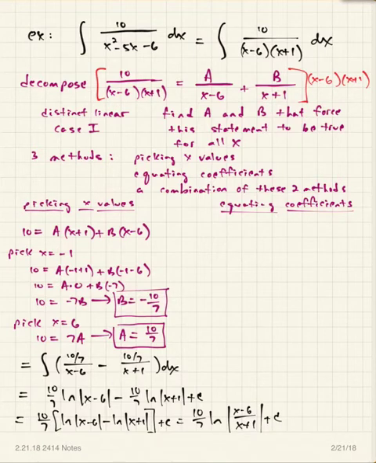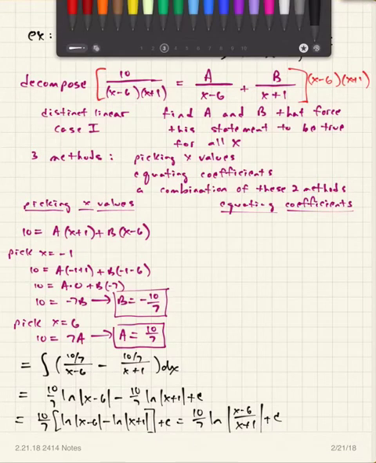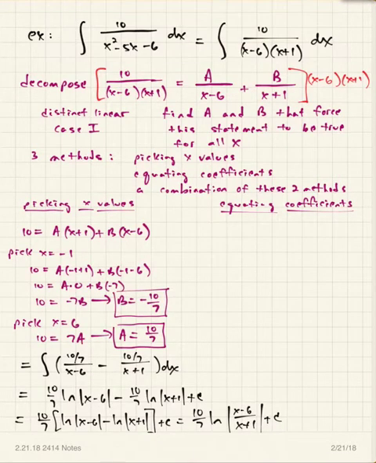Okay, so that's picking x values and then decomposing the integral from there. Now, equating coefficients is a different way of doing the same thing, of finding a and b, but just algebraically, a different approach. So you get rid of the fractions like we just did the other way with picking x values. So you get 10 equals a times (x plus 1) plus b times (x minus 6).